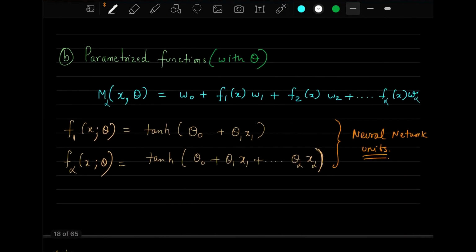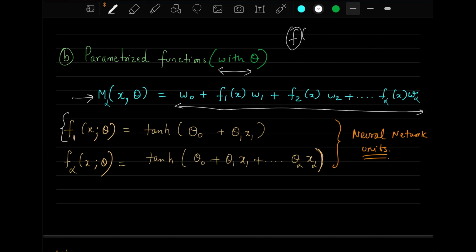The second function that I am discussing, the function f, is parameterized with theta, and let me repeat this equation again. Here, in f1 x theta, you see that theta is coming in: tan hyperbolic of theta 0 plus theta 1x, and f alpha x theta as tan hyperbolic of this one. This is a generalized alpha. Here I am taking a general term, but if you have f1x, then it is theta 0 plus theta 1 x1. So now you see how theta is coming inside this function.